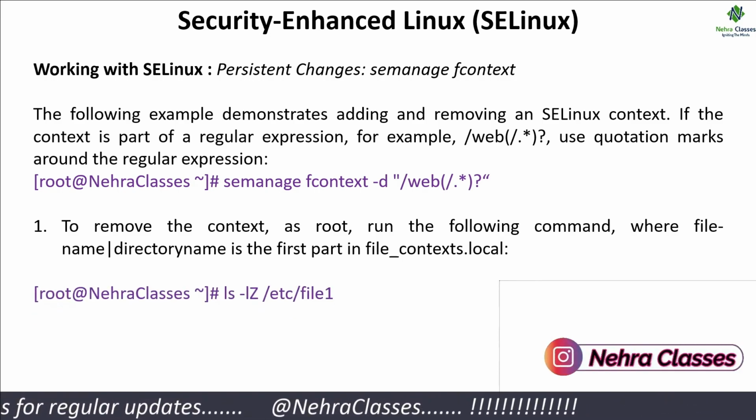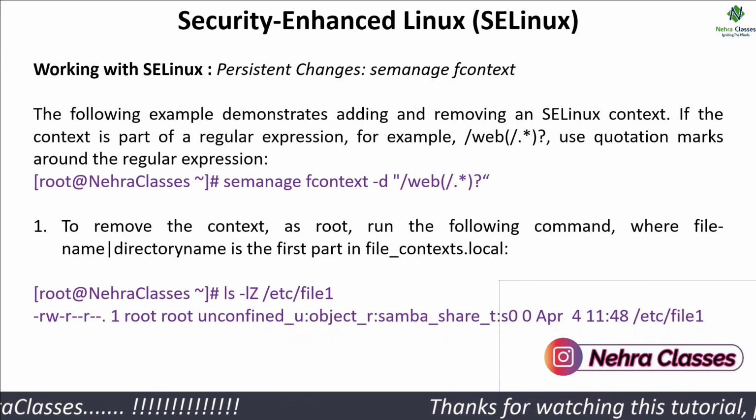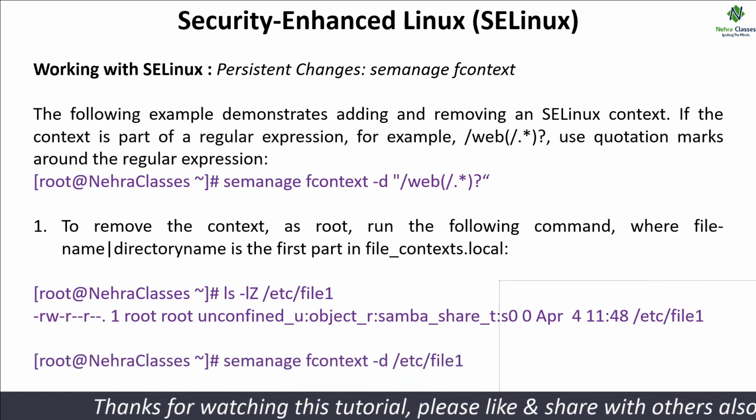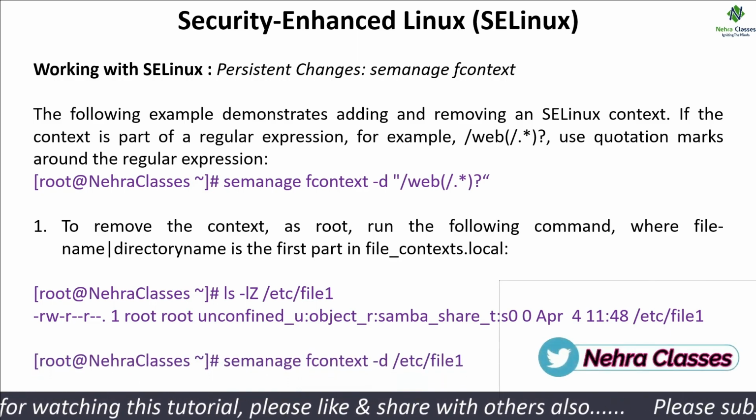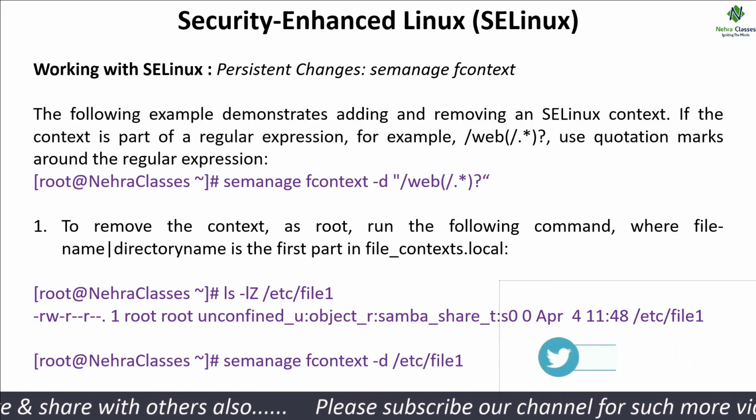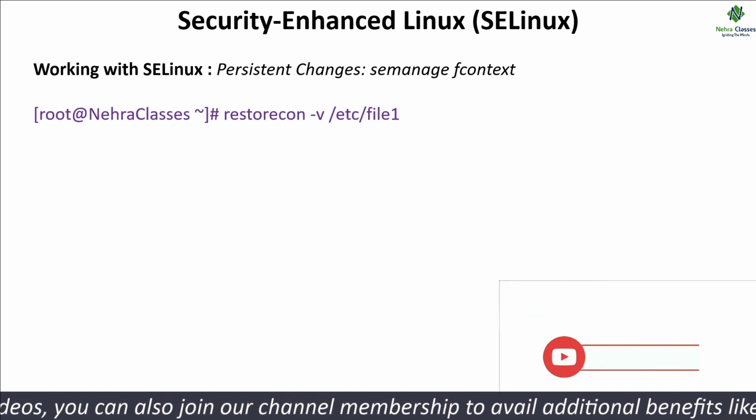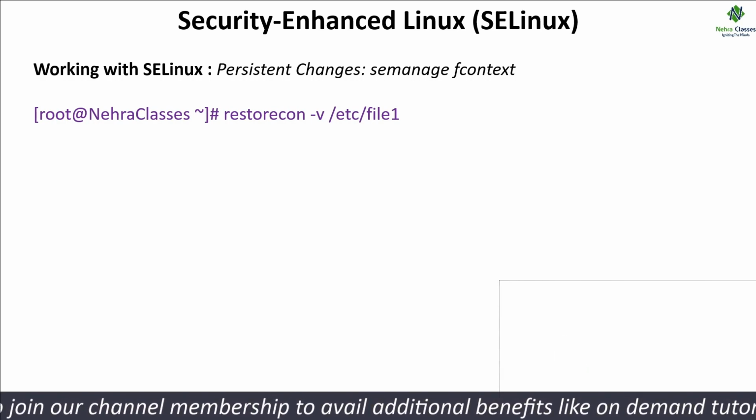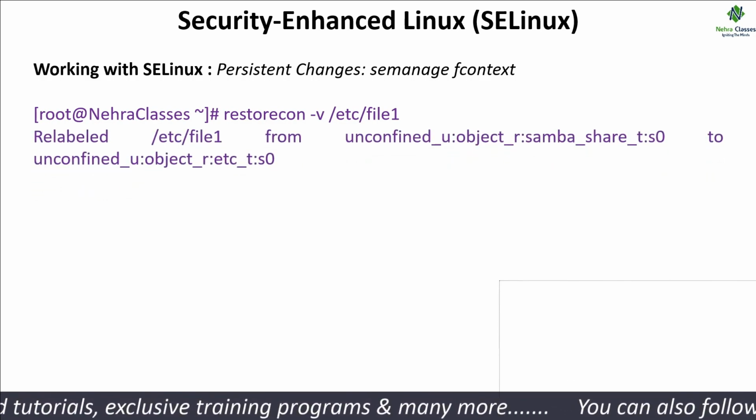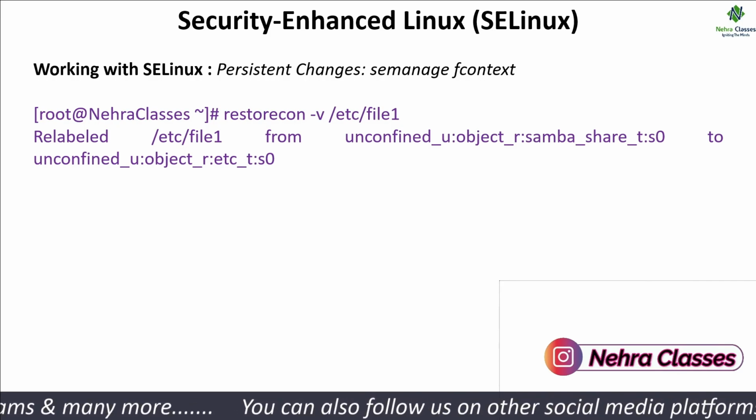So let's check the SELinux context for /etc/file1 and here you can see that the type is showing up as samba_share_t. Now what we are going to do is remove the entry from the file in the targeted policy. So for that we can execute the semanage fcontext -d command for this /etc/file1. After that we will use the restorecon utility to restore the context back. So we can execute the restorecon -v /etc/file1 command, and here you can see that it will relabel it. It will change the type back to the default one.